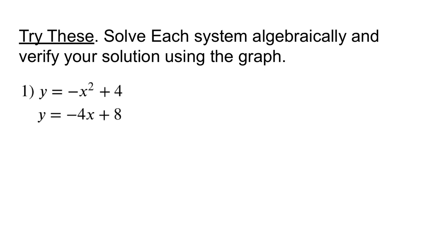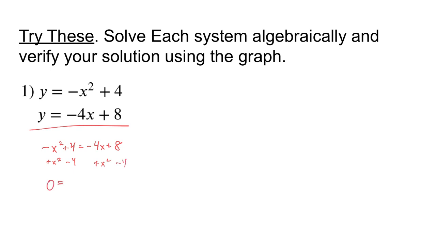So the first step is, of course, to set these equal to y, and this system of equations is already in that form, so there's no need to do any work for that. So the first step will actually be to take these 2 quadratic equations and set them equal to each other. And then we will solve and set this equal to 0. So I'm going to add x squared to both sides, so that it's not negative anymore. And I'll subtract 4.